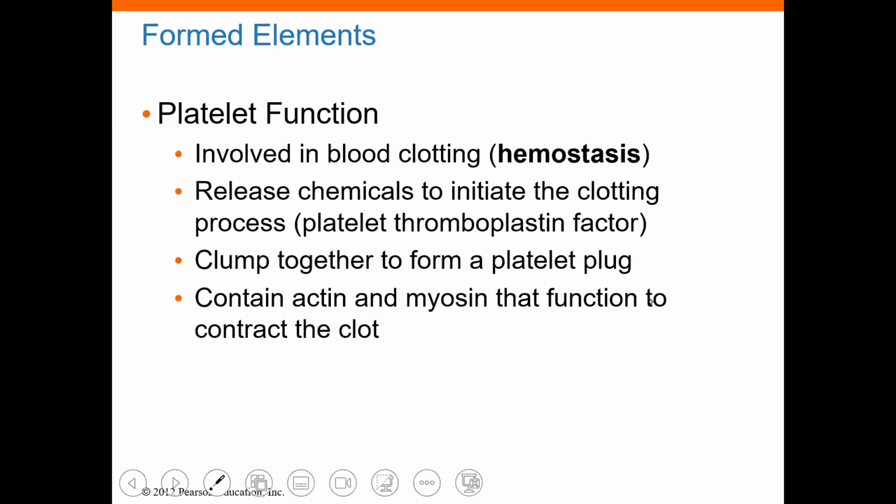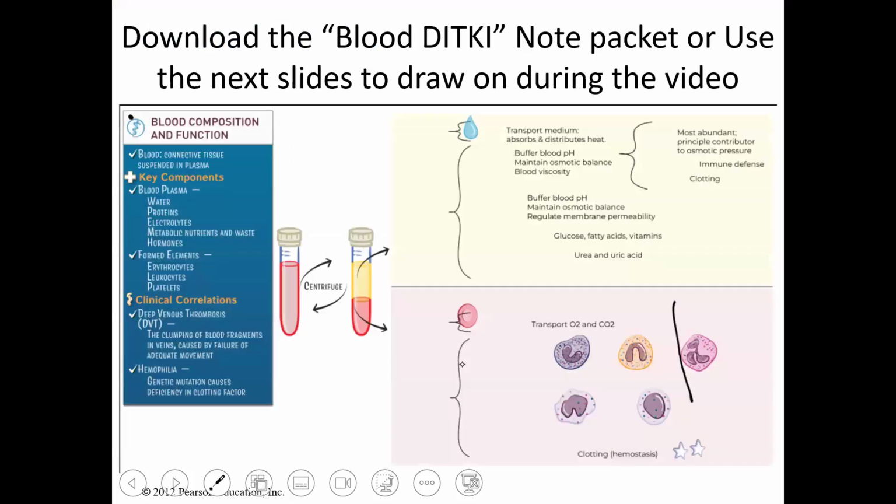Platelet function is involved in blood clotting for hemostasis so we don't bleed out. They release chemicals to initiate the clotting process. They clump together to form a platelet plug and contain actin and myosin that function to contract the clot. Now, actin and myosin might sound familiar from the muscle chapter. Actin is that thin filament, myosin is that thick filament.